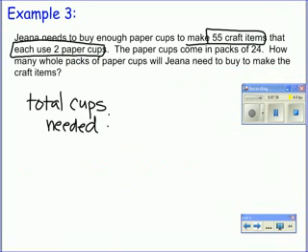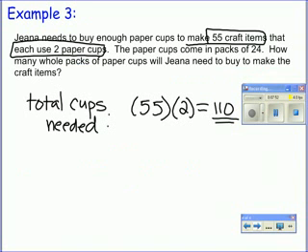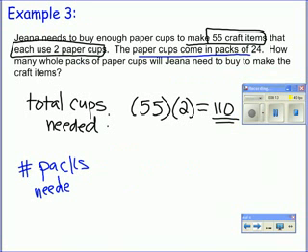To find out how many cups Gina needs, she's going to make 55 craft items, and we know that each craft item uses 2 paper cups. So we are going to multiply that by 2. 55 times 2 is 110. So we know that she needs 110 paper cups for the craft items. Okay? The second part of the word problem says that the paper cups come in packs of 24. So number of packs needed is going to be the second part of the word problem.